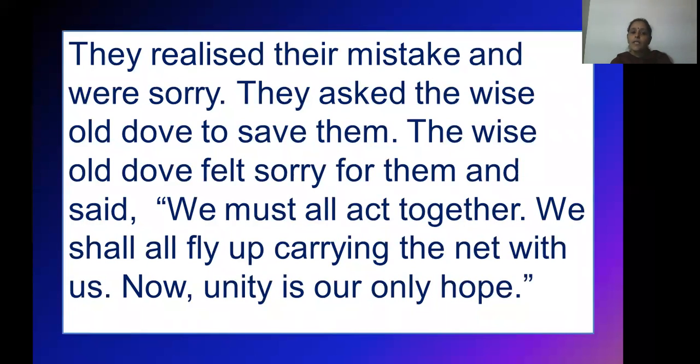Okay, so the wise old dove feels sorry for the other doves and he tells them, we must all act together and we shall all fly up carrying the net with us. Now, unity is our only hope. Okay, he's telling only if we all are united, we can save ourselves. So we have to act together and carry the net and fly away together.